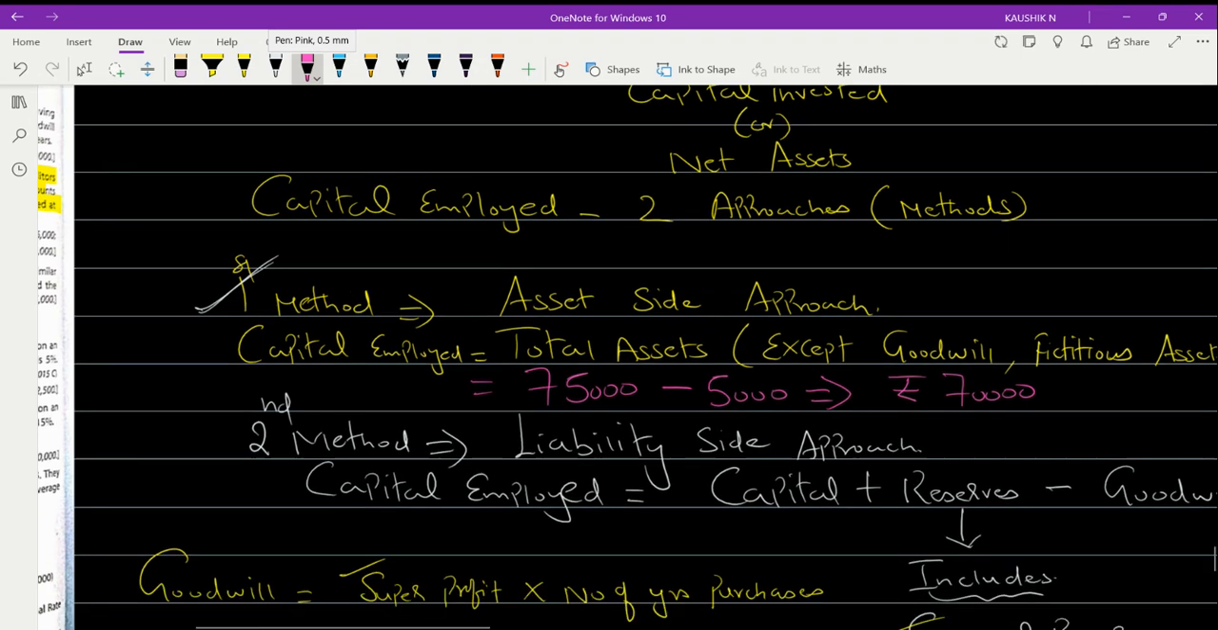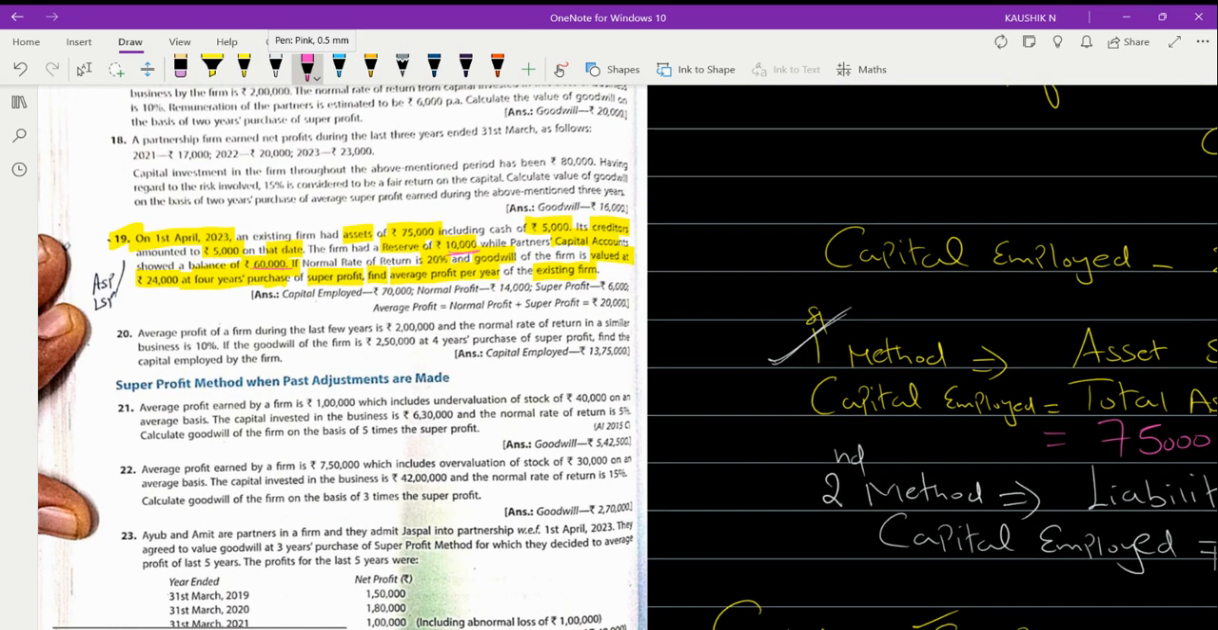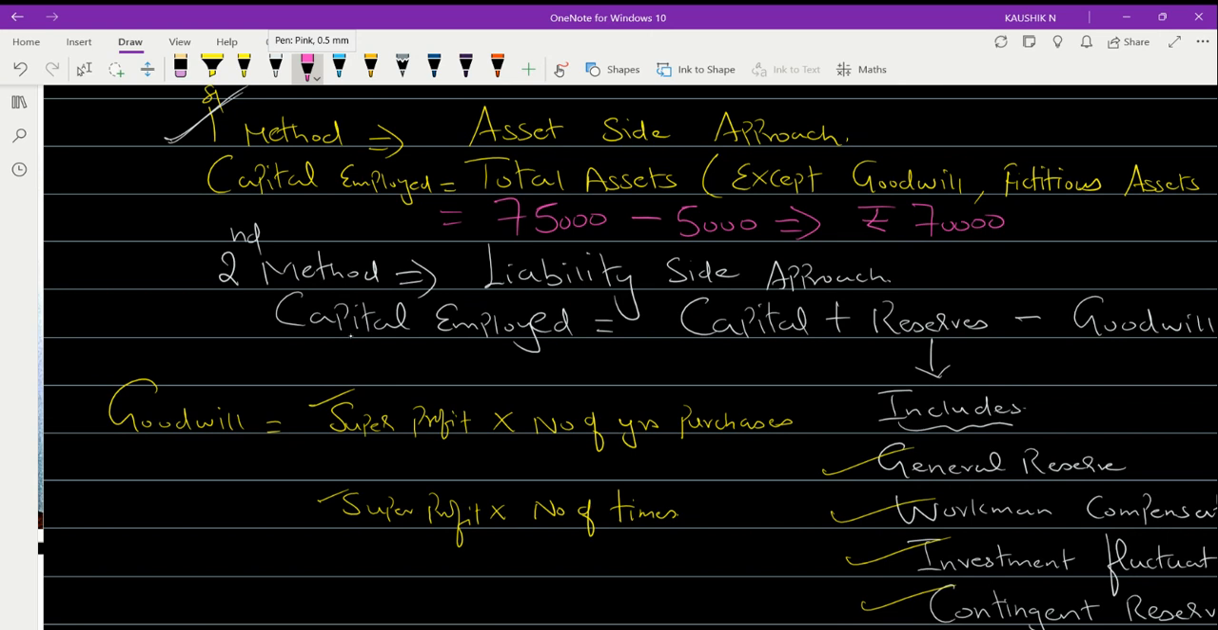Now let us also check it with the help of the liability side approach. You have been given a reserve value of 10,000 and a capital value of rupees 60,000. Nothing else is given in the question. So capital employed is equal to capital of 60,000 plus reserve of 10,000. So altogether, how much will you get? 60 plus 10.